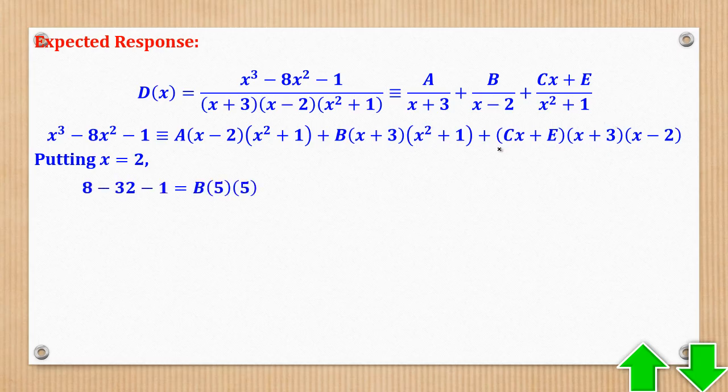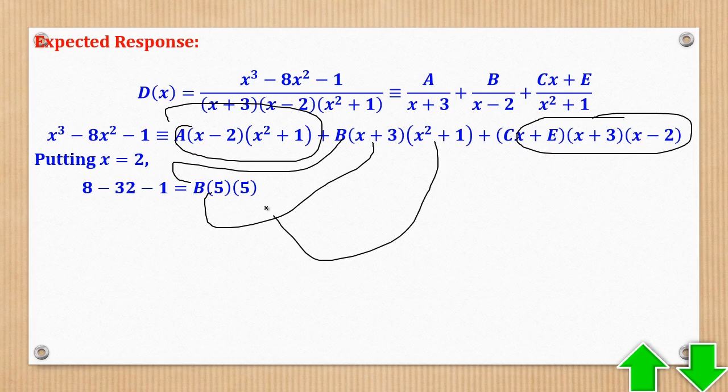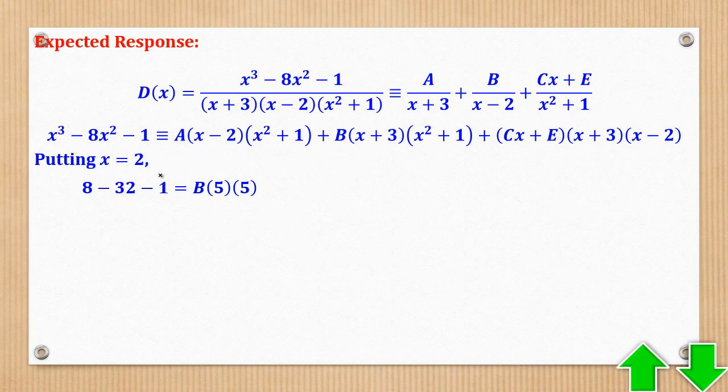So putting x equal to 2, it means that this whole term will become 0 and this whole term will become 0. So I'm going to remain with b, then 2 plus 3, which is 5, and 4 plus 1, which is 5. This side I'll remain with 8 minus 32 minus 1. So in the end, I'll come up with the value of b as -1.